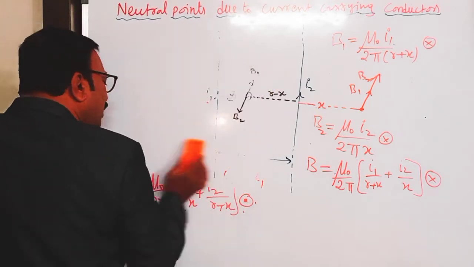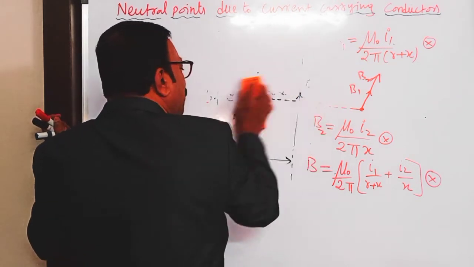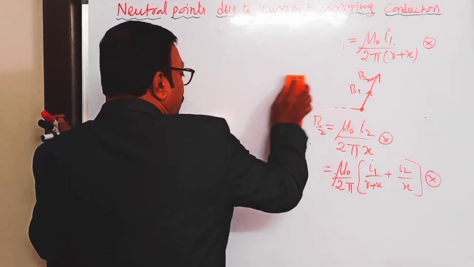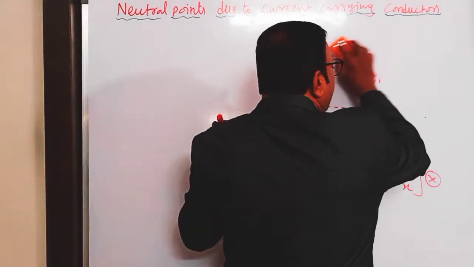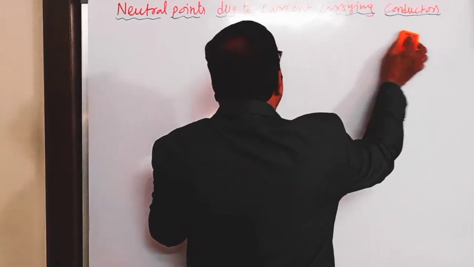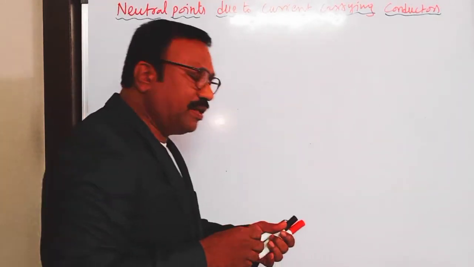See, when the current is reversed, the direction of the field also gets reversed. Suppose the magnetic field direction is inward; if you reverse the current, it becomes outward. So I am reversing the current in one of the conductors, so one of the fields will be reversed. We will get a different situation here.